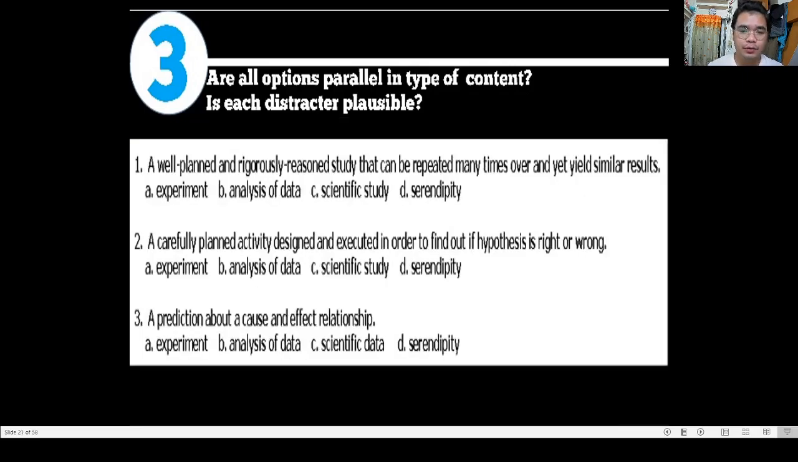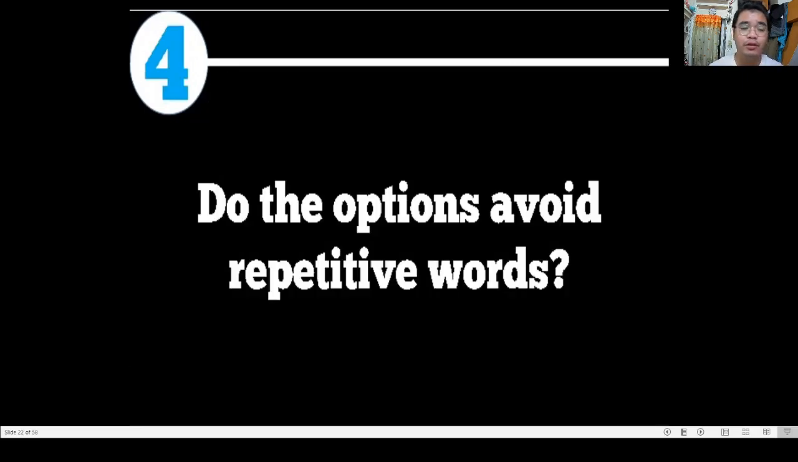All right, so enough of this number three. Let's talk about number four. Okay, would the options avoid repetitive words? So ito naman, nakikita rin natin tong error na to sa mga teachers, sa mga gumagawa ng test questions or test items. But this is just a minor error. But this addresses yung practicability and efficiency ng test items natin. Okay, wag tayong paulit-ulit ng sinasabi. Kasi baka mawala yung focus ng mga bata dun sa sinasabi mo. Kasi paulit-ulit mong sinasabi dun sa item.